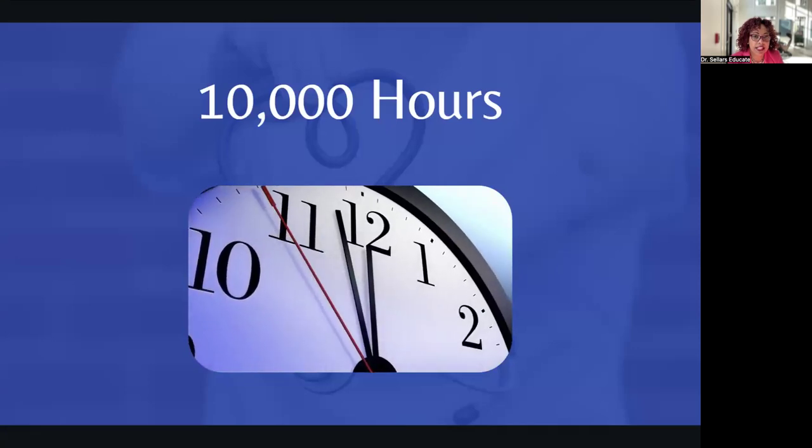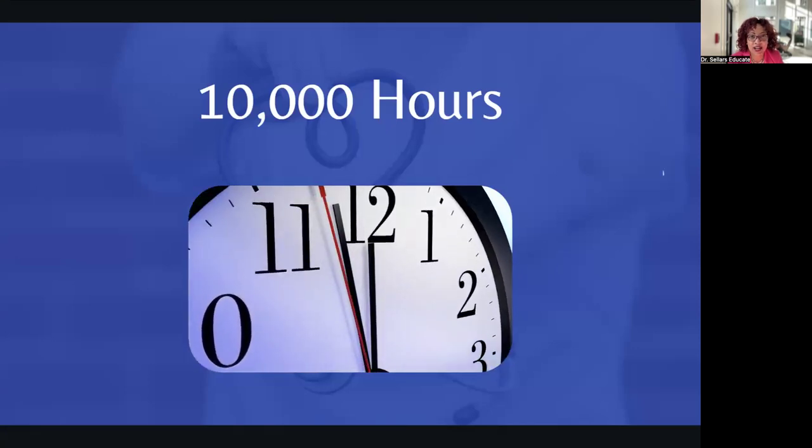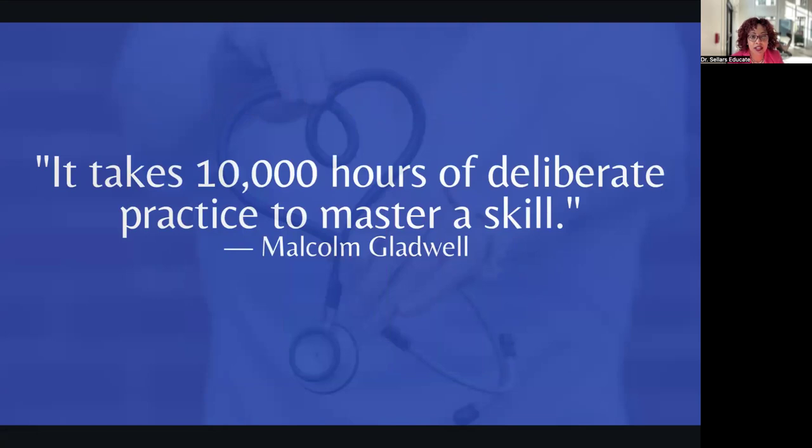All right, our next number is 10,000. 10,000 hours is what the data show that Malcolm Gladwell collected and reported in his book Outliers, that it takes 10,000 hours. Okay, I want you to think about that. 10,000 hours of deliberate practice to master a skill.